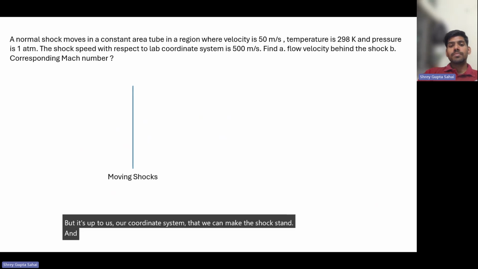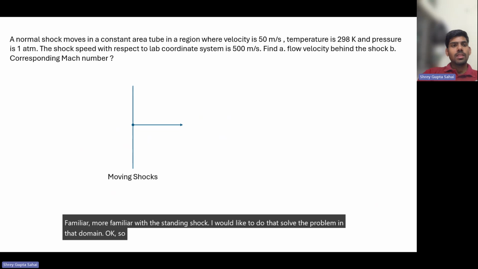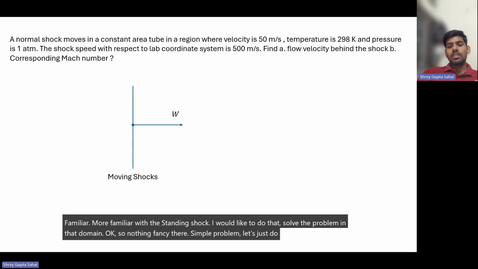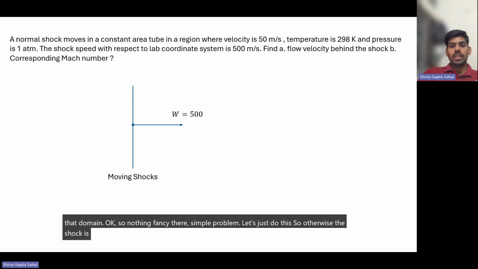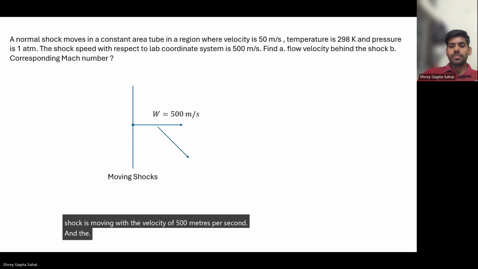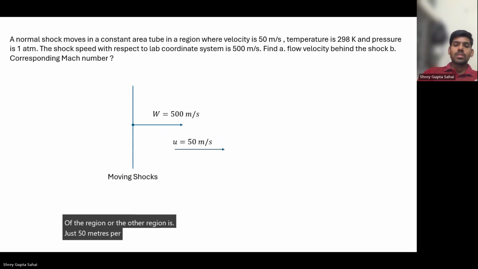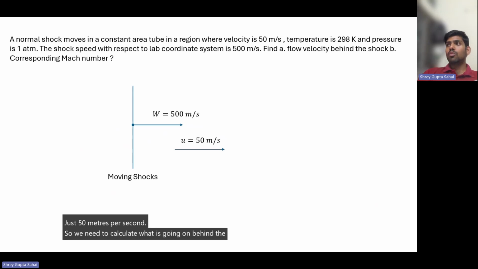And as we are more familiar with the static shock, I would like to solve the problem in that domain. Nothing fancy there, it's a simple problem. Otherwise, the shock is moving with a velocity of 500 meters per second, and the velocity of the region is just 50 meters per second. So we need to calculate what is going on behind the shock, and this is in the moving frame.